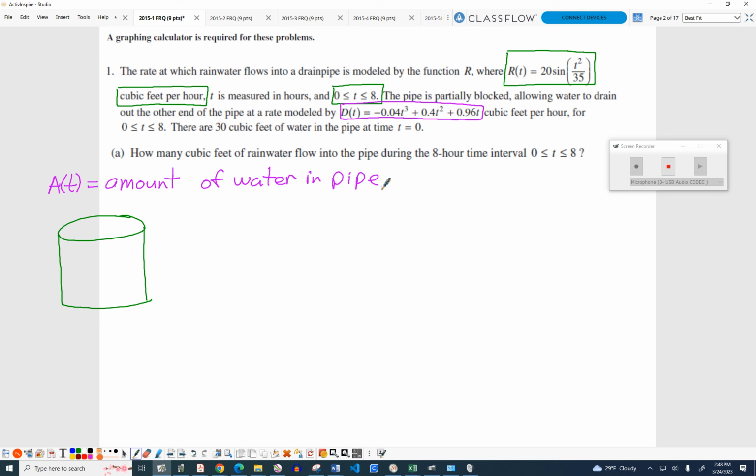And then you should also write down, this is on the golden notes, A prime of T is equal to, again, the most important part today is you learning. The grading is going to get done as well, but this is in rate minus out rate. So this would be R of T subtract D of T.